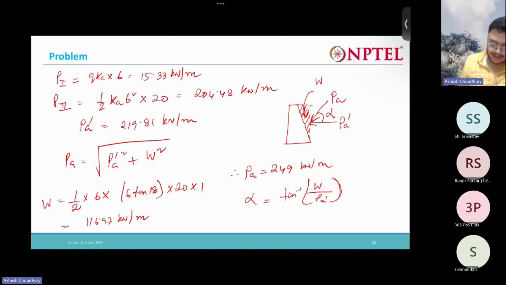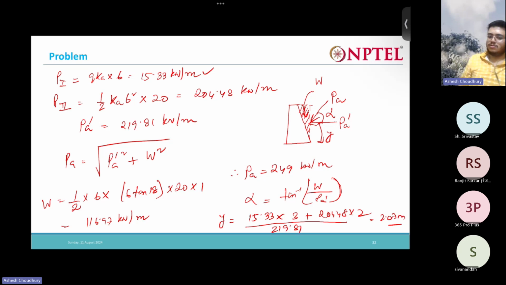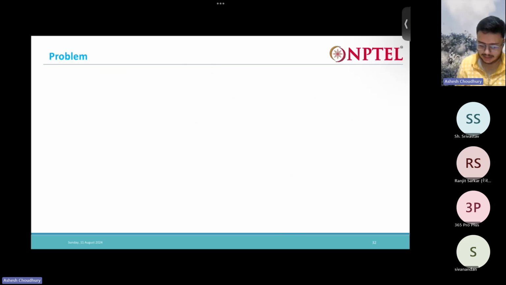Also you can easily find out the point of action: 15.33 times 3 plus 2. Okay, so please solve this once more and just see these problems once so that it's clear. And if you have any doubt you can ask me in the next class.